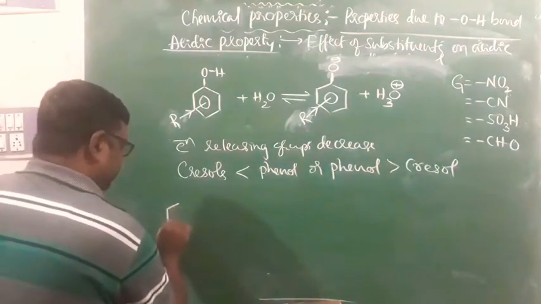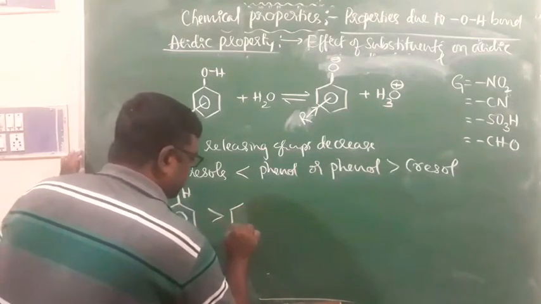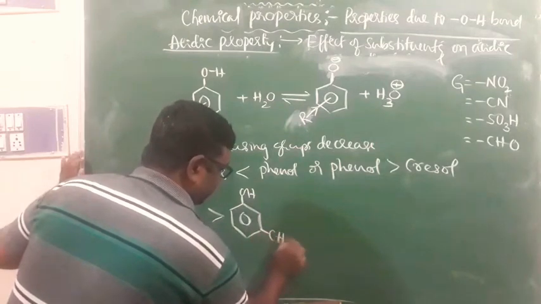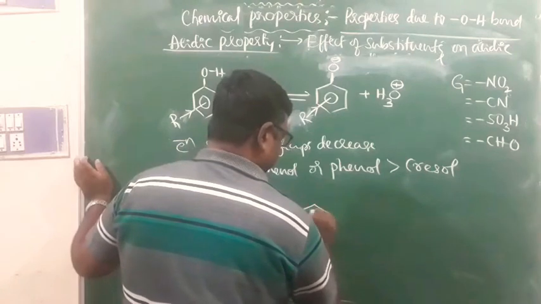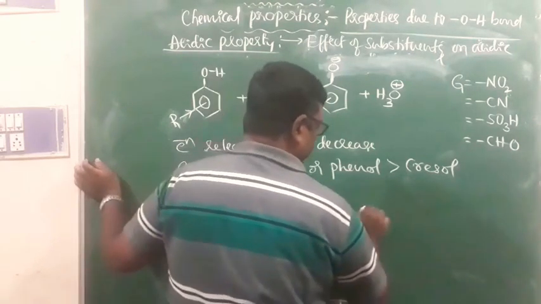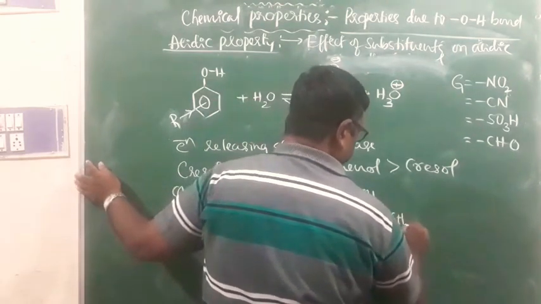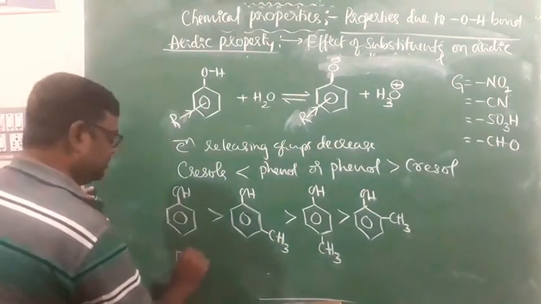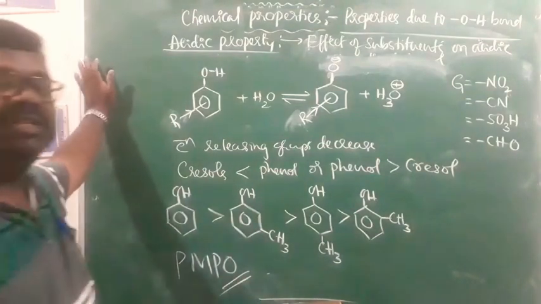For example, this is phenol, and it is more acidic than metacresol, which has the CH3 group. Then metacresol is more acidic than paracresol, and paracresol is more acidic than orthocresol. Okay, now I remember this by using one mnemonic, that is PMPO, Prime Minister's Personal Officer.